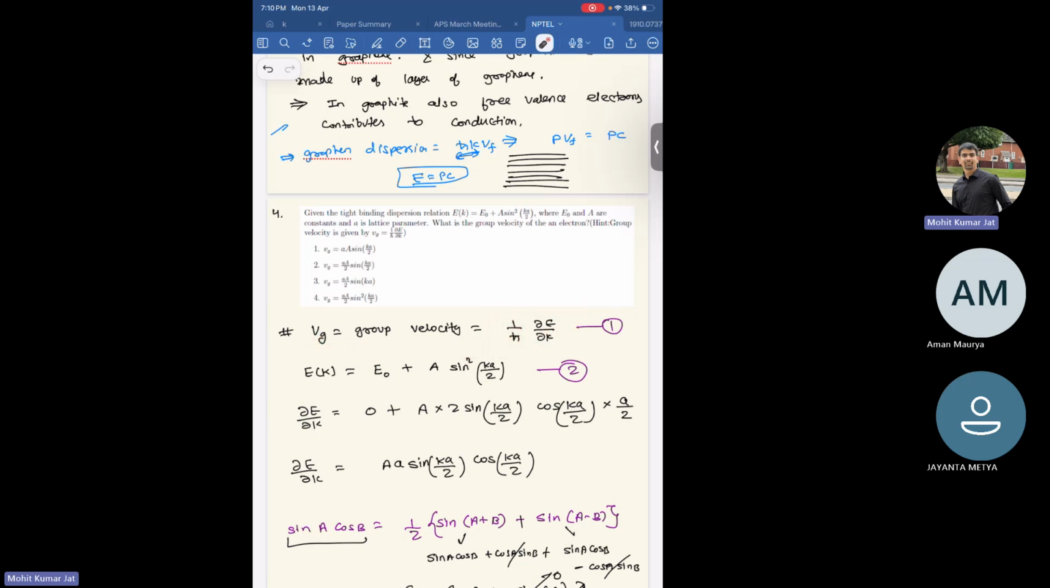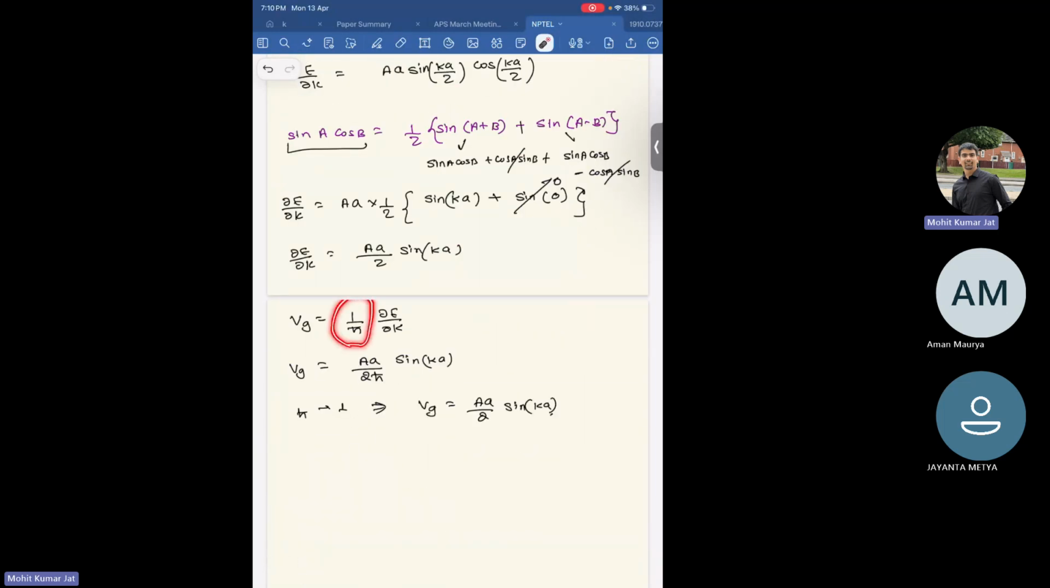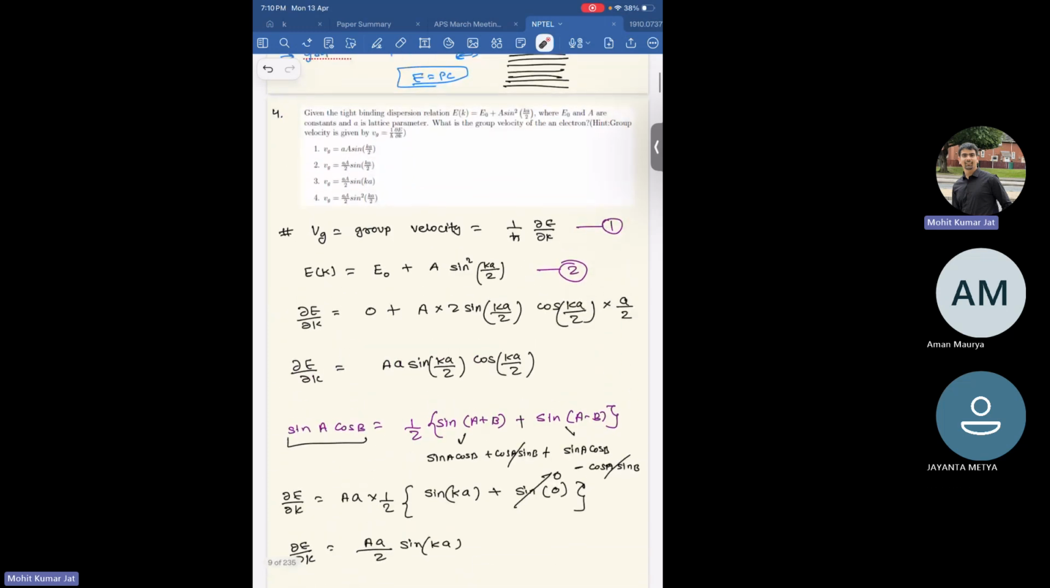It is the velocity at which your average wave packet travels, right? A wave packet can be made up of many individual waves, and the effective velocity at which this wave packet travels is the group velocity. So you take this del E by del K, and then you just divide it by h bar, and you get the group velocity to be the expression with sine Ka. This is particularly for this expression, but if you have any cos square Ka by 2, just simply use this form of relation of group velocity and energy versus K.